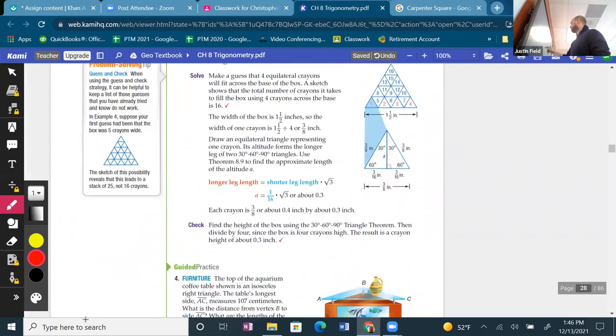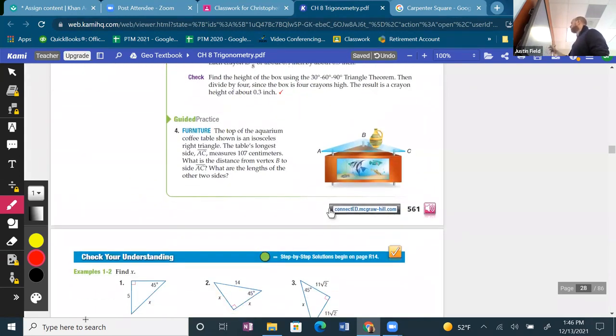And then this is just a word problem. So draw a picture, apply the special right triangles. I think I've said enough to get us started.